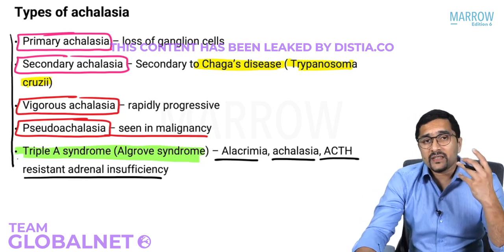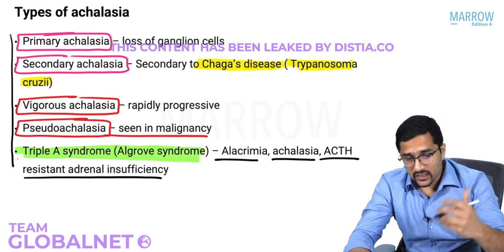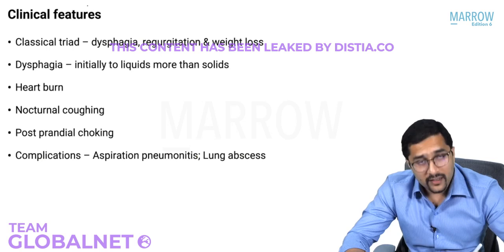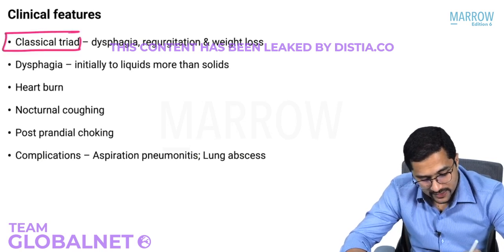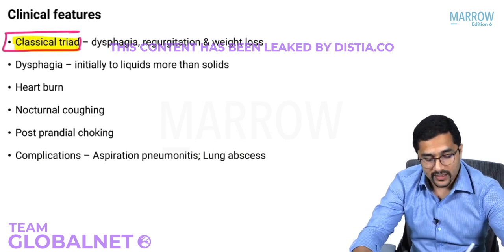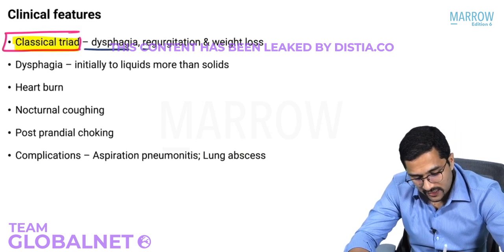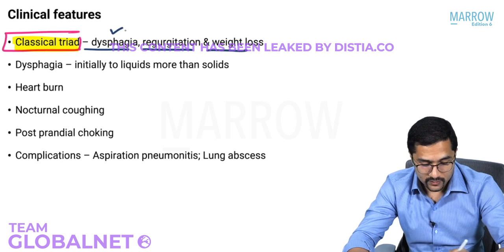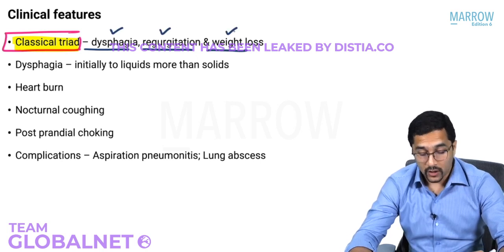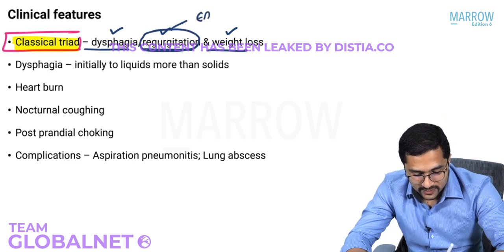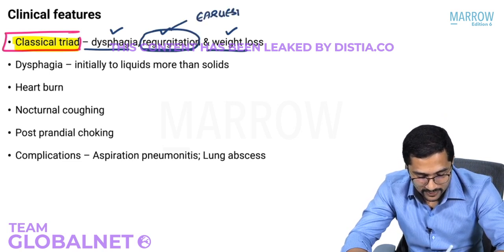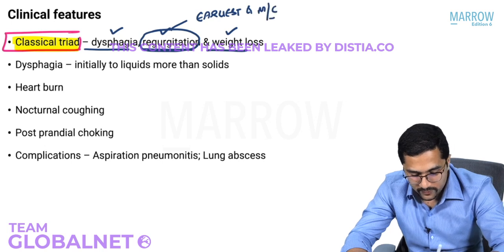Now, how does a patient with achalasia present? What are the clinical features? So the clinical features of achalasia, the classical triad of achalasia, this has been asked in the exam, this you should know. The classical triad of achalasia is dysphagia, regurgitation, weight loss. And out of these, regurgitation is the earliest and the most common symptom.